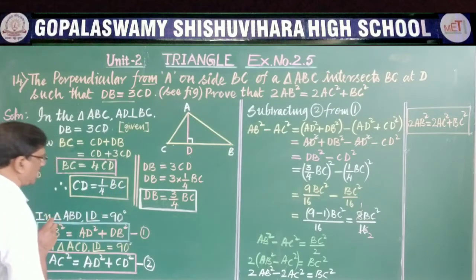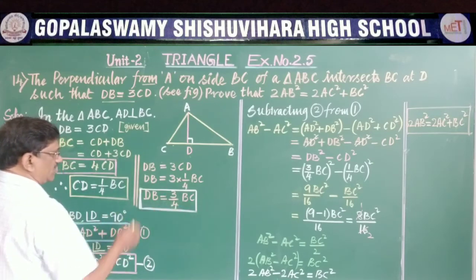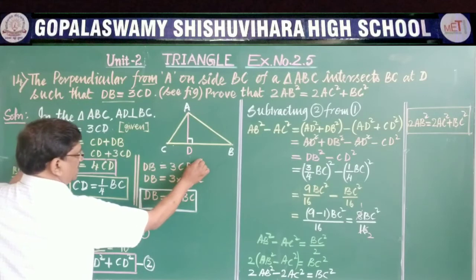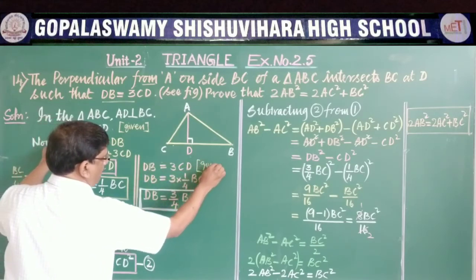Understood? At the same time, come to this point. What is given here? DB is equal to 3CD. It is given, isn't it?